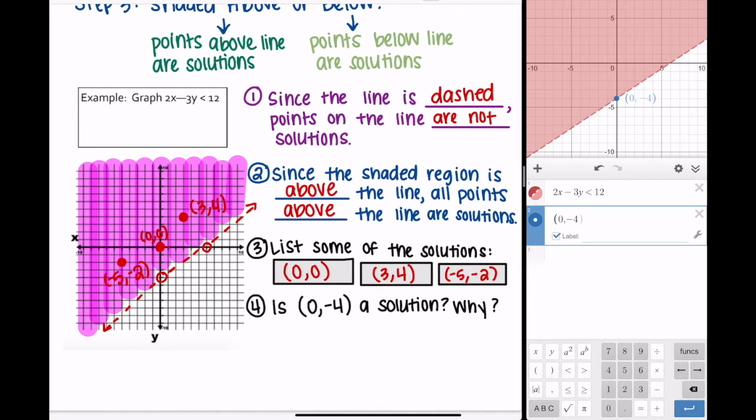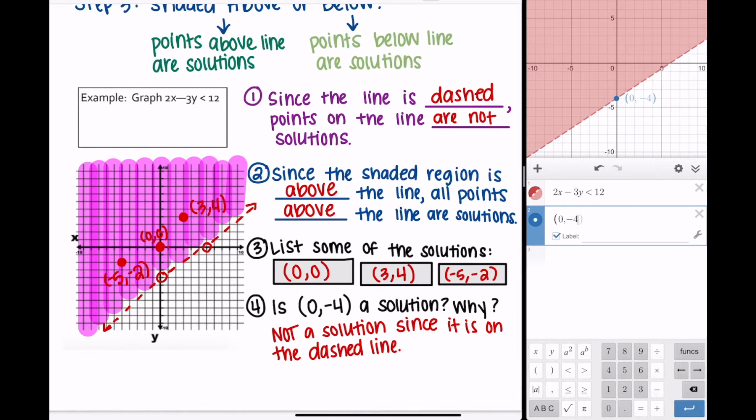I'm going to give you 2 reasons. Reason number 1, that it is not a solution, is because it is on the dotted line. And if it's on the dotted line, then it is not a solution. If this were a solid line, it would be a solution. Okay, so now here's another reason why it's not a solution.